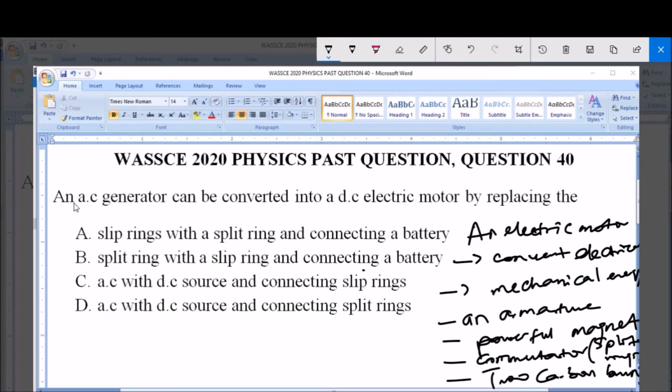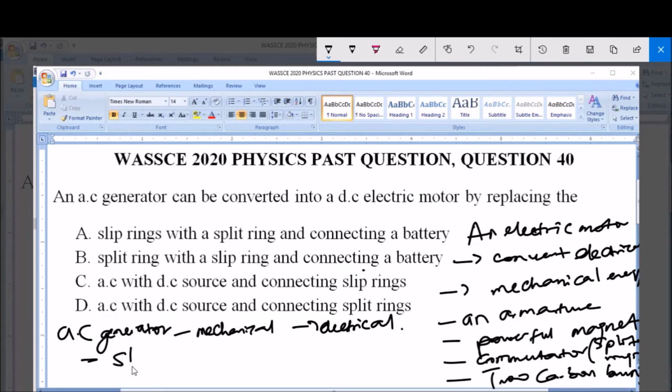Now, an AC generator, alternating current generator, is a device that converts mechanical energy into electrical energy, just the opposite of a DC electric motor. Now this AC generator has what we call the slip rings. It consists of the slip rings.